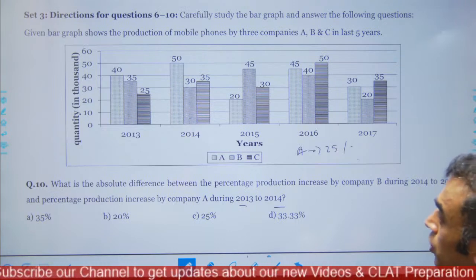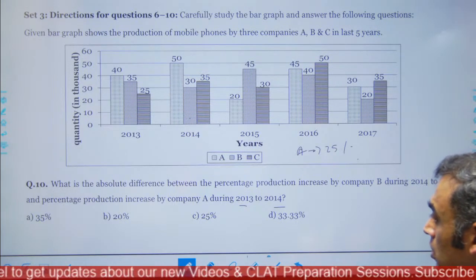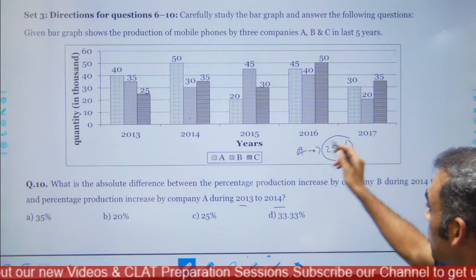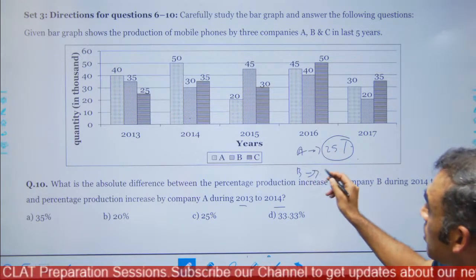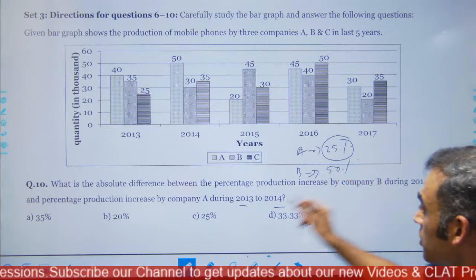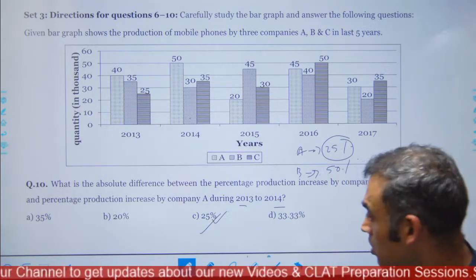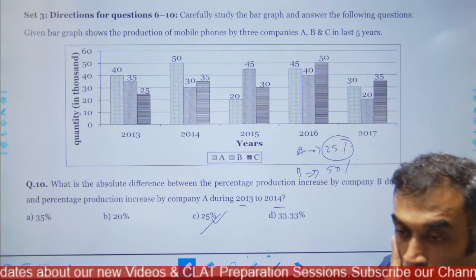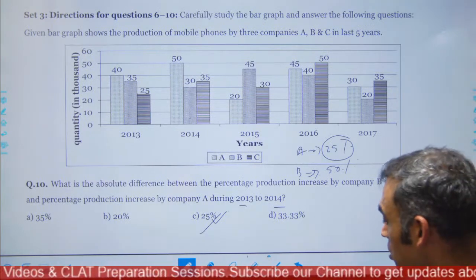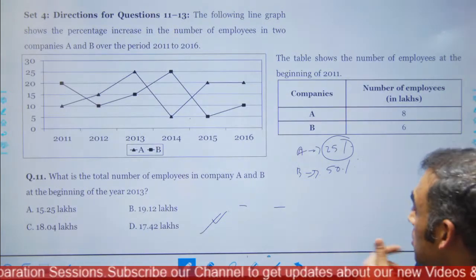A has increased by 25%, and B has increased by 50%. So what is the difference? 25%. All right. So this is how you will do this question. Just subtract it. It's a very simple question. Okay, now let's come to the next one.